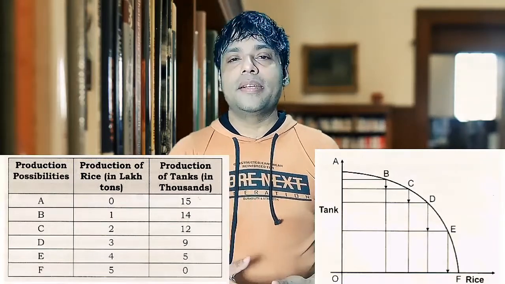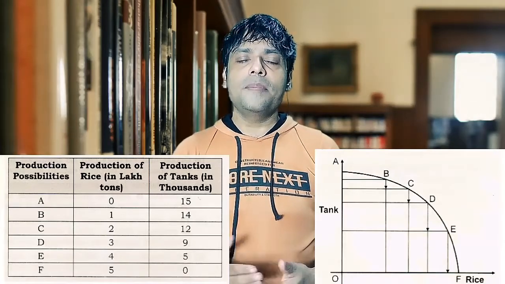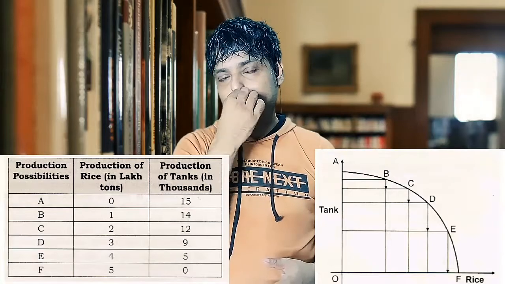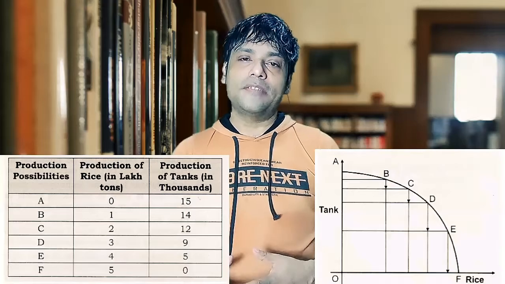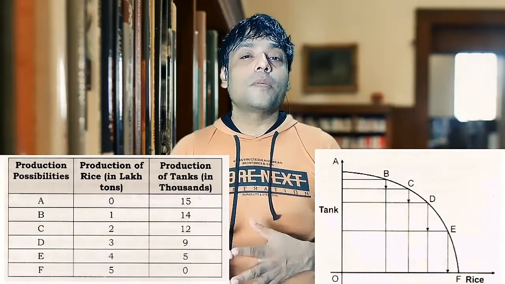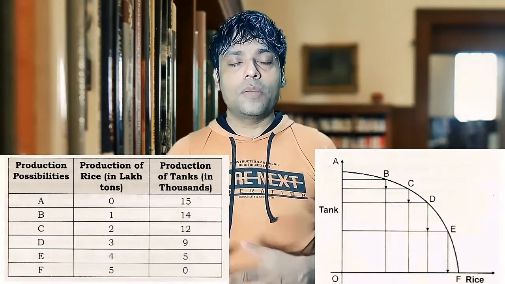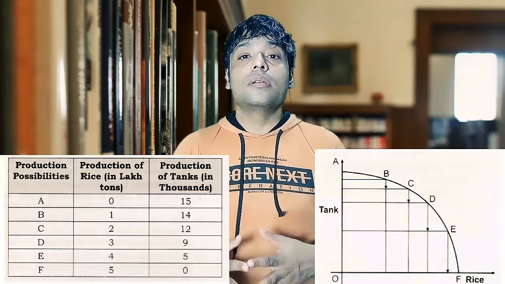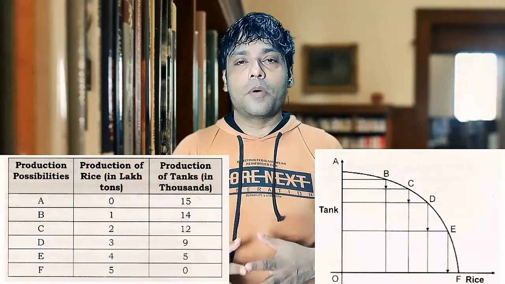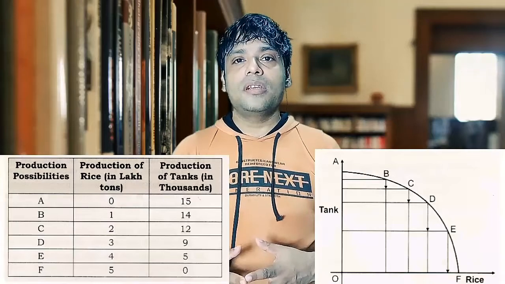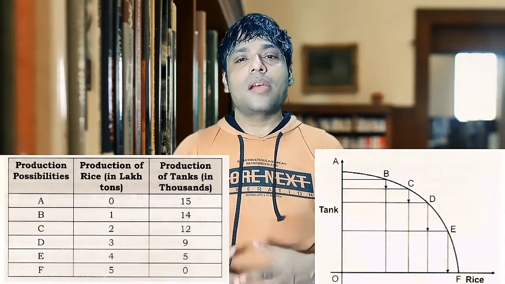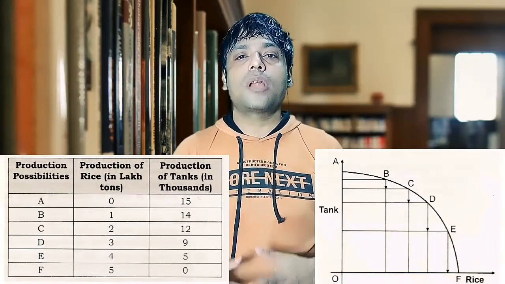These two are actually extreme possibilities. In between these two, there are a number of combinations or other possibilities. For example, in another alternative case, the economy devotes a part of its resources to the production of tanks and a part to the production of rice. In that case, there can be different possibilities of production as is shown by the points like B, C, D and E. By joining these points A, B, C, D, E and F, we get this production possibility curve.